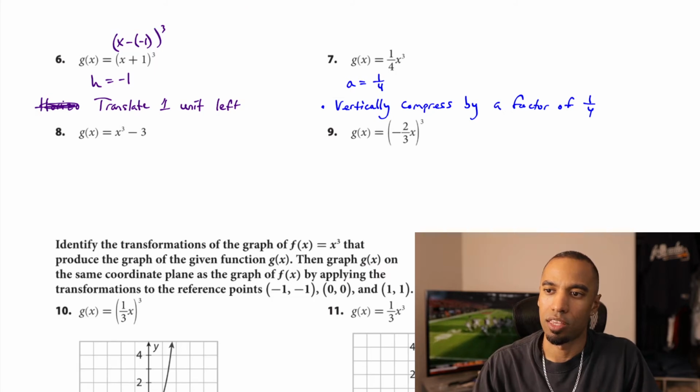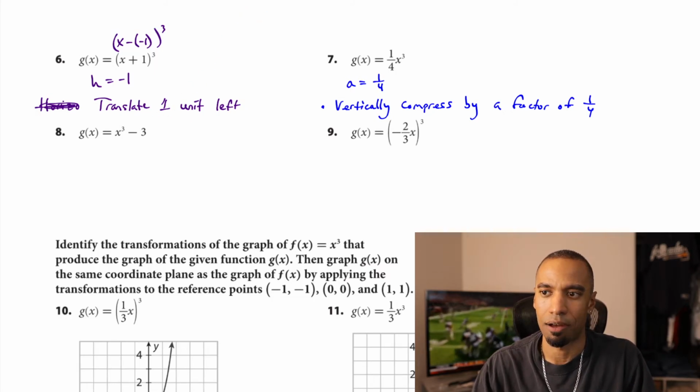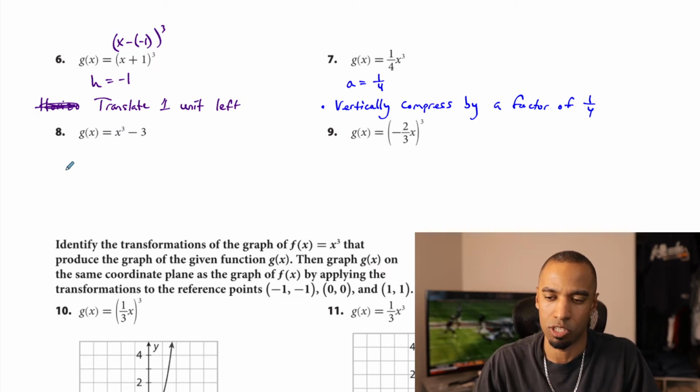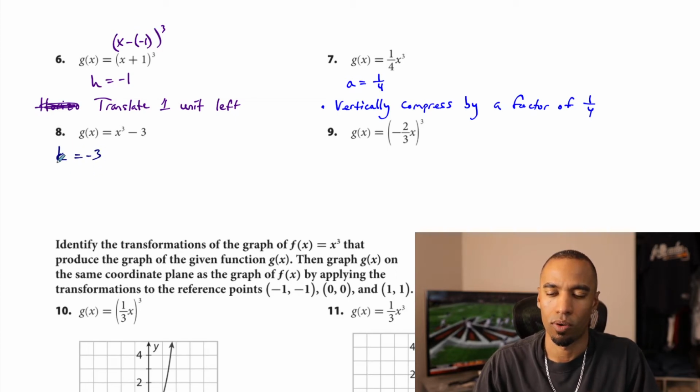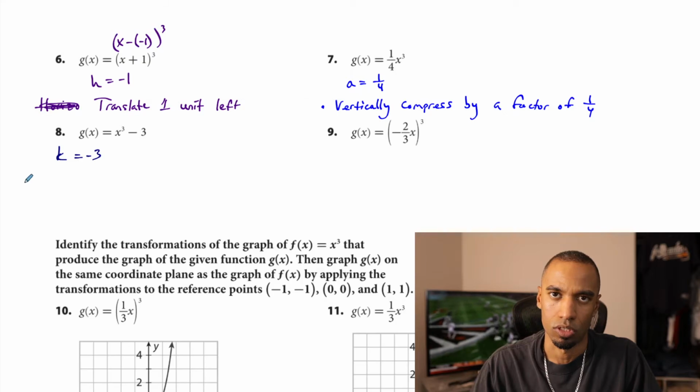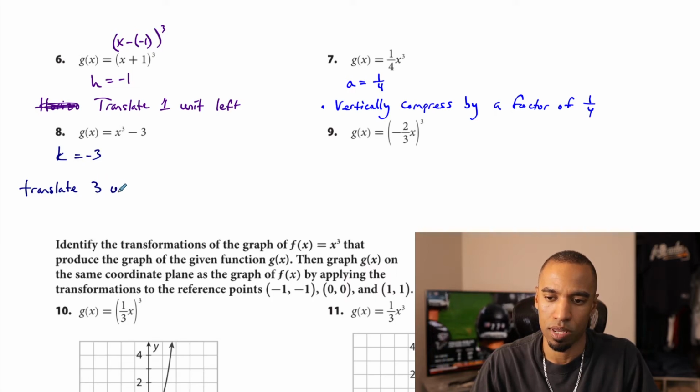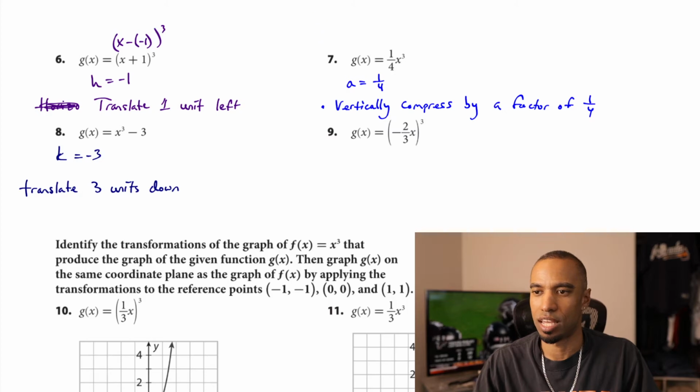All right. This is a k value here. Once again, it's outside of the thing that's being cubed here. So that's a k of -3. Okay, so we're going to go ahead and translate that 3 units down because it's negative on k. 3 units down. And lastly, g of x is -2/3.